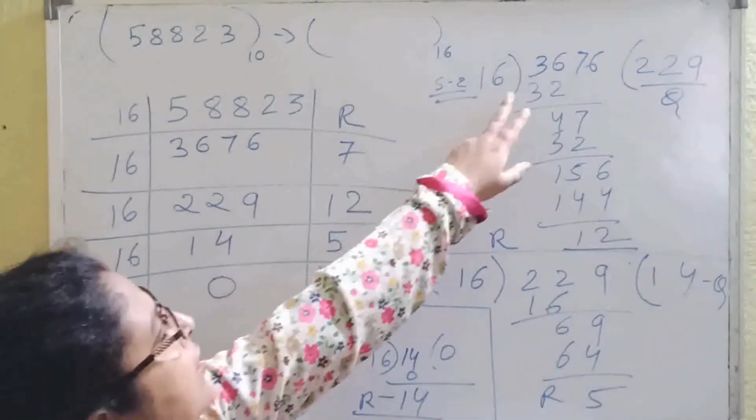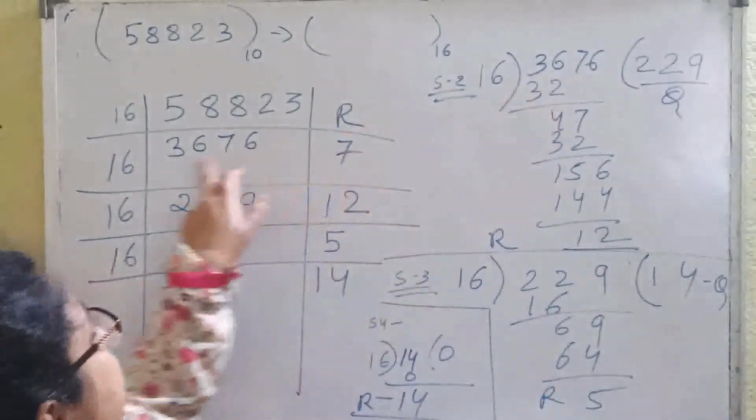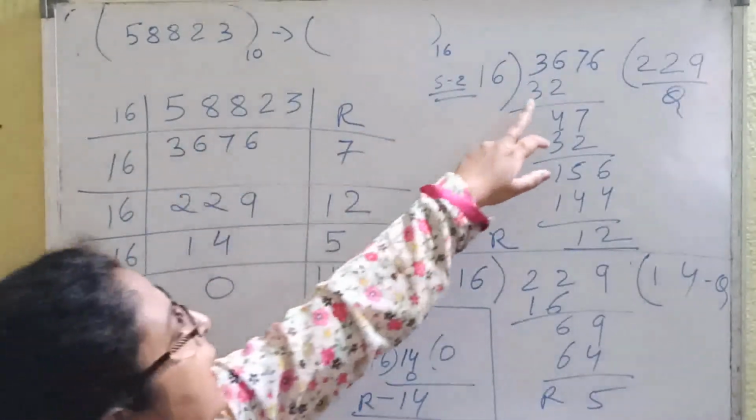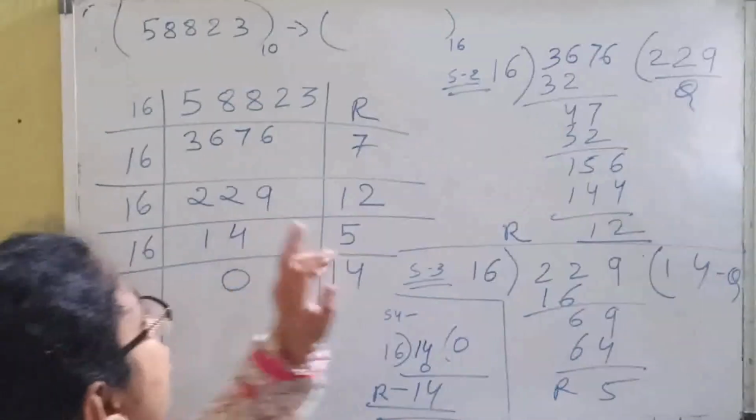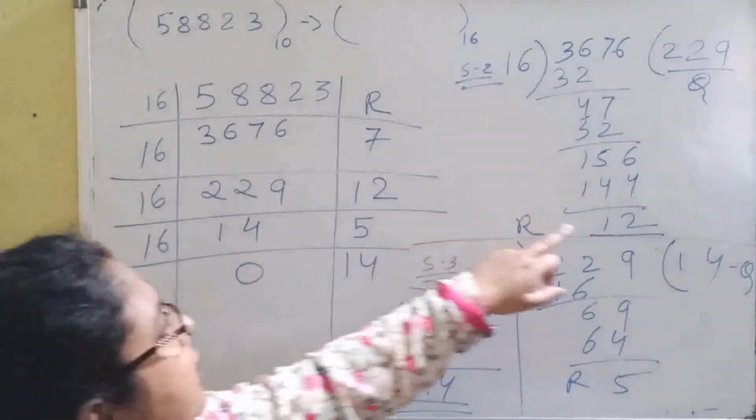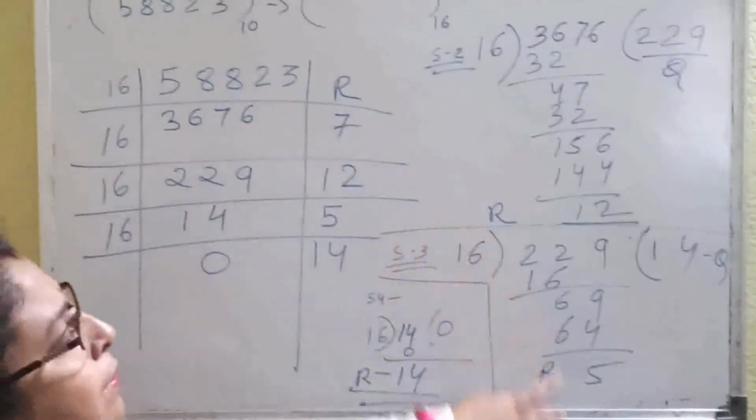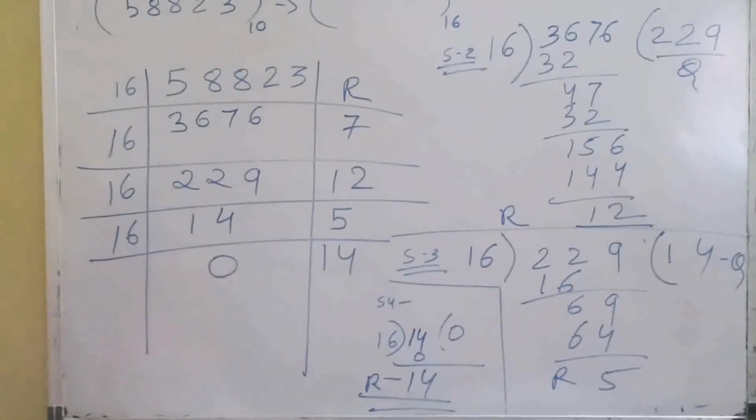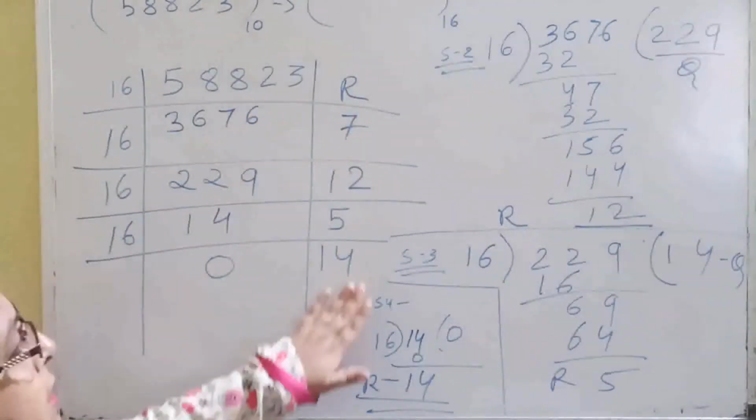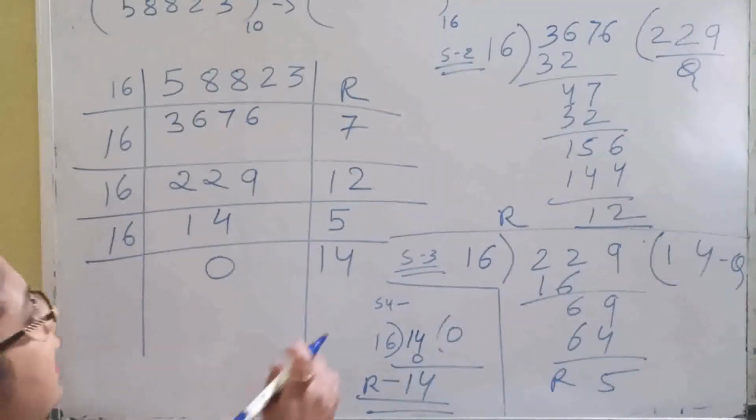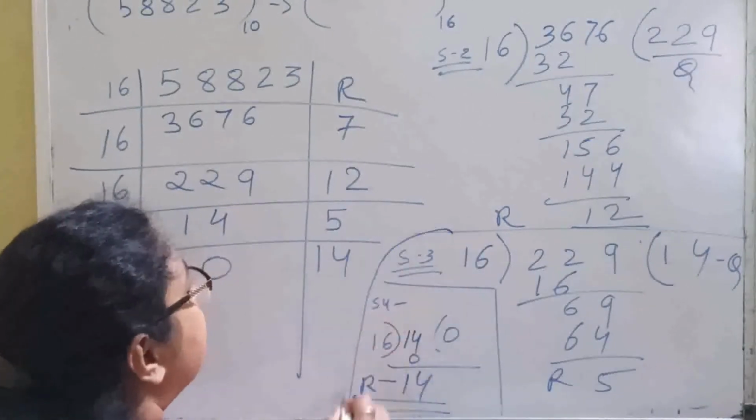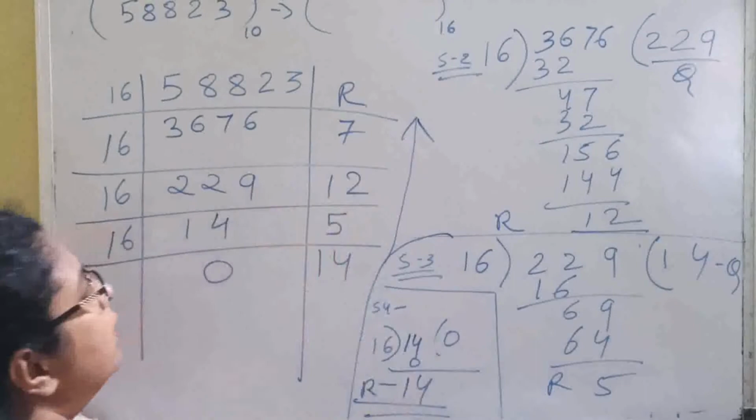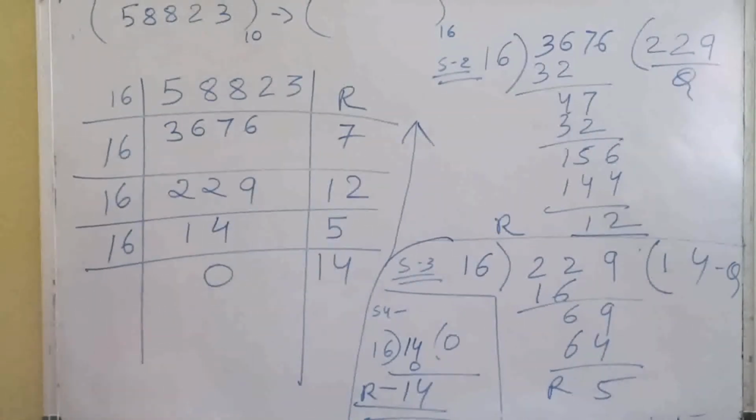What I have done: the quotient that we got, 3676, was the quotient of this. And here 2 to 9 is the new quotient. This we have written here and the remainder we are writing here. Every time we are dividing the quotient by 16 and writing the quotient here and the remainder in this column. And at last how will we write its answer? Again we will write the answer from bottom to top. So this is the hexadecimal number system.